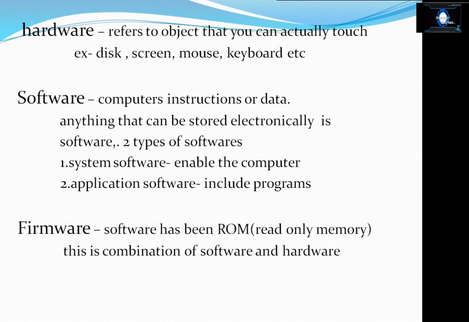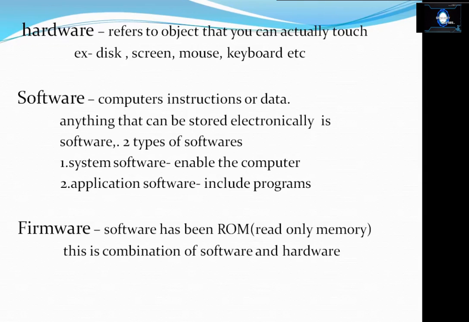Hardware. Hardware refers to objects that you can actually touch, like disk drives, display screens, keyboards, printers, boards and chips, etc. In contrast, software is untouchable. Now going to the software. Software means computer instructions or data. Anything that can be stored electronically is software, in contrast to storage devices and display devices, which are called hardware.